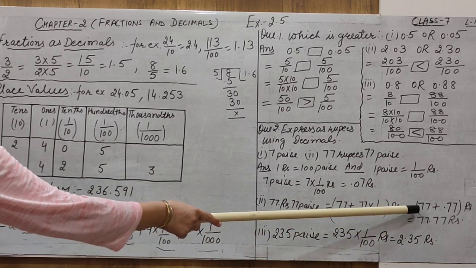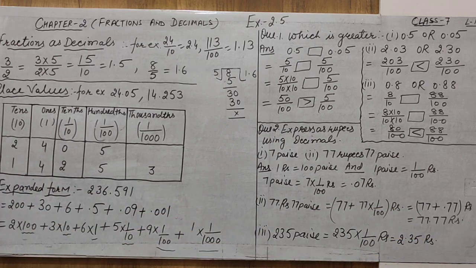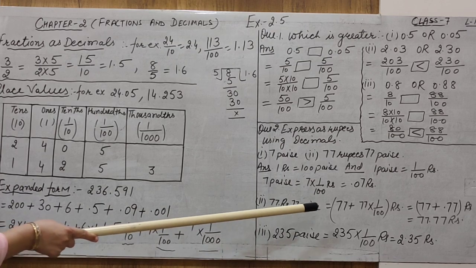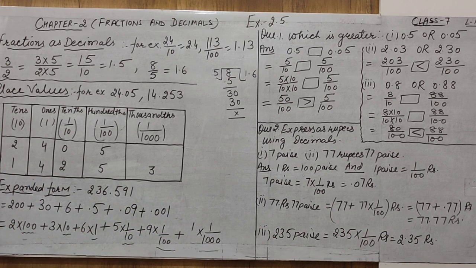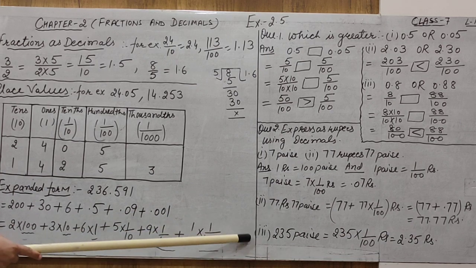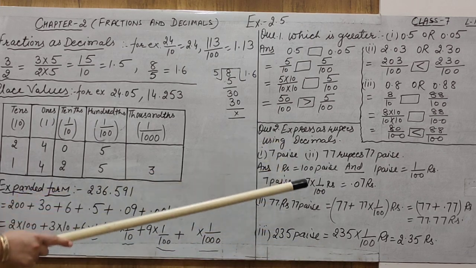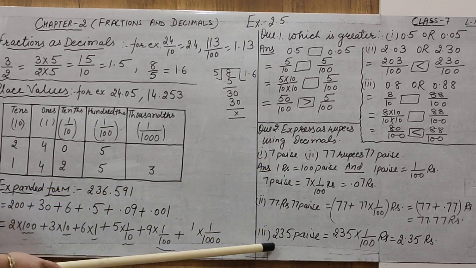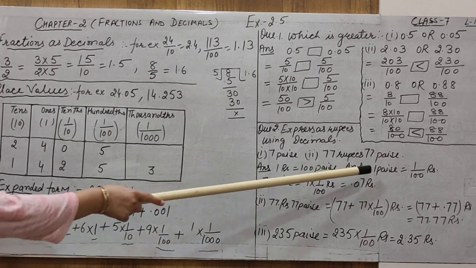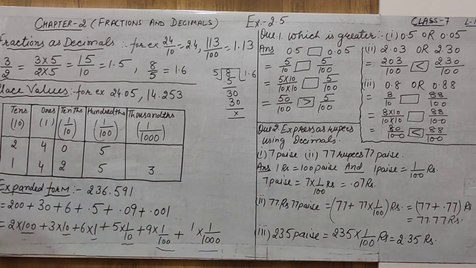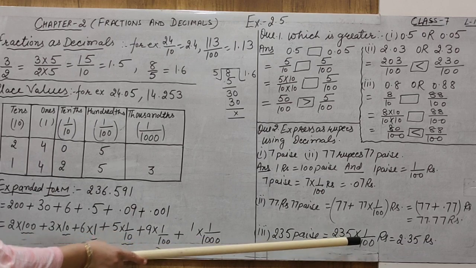When we add these two numbers, we get 77.77 rupees. So instead of writing 77 rupees 77 paisa, we can write 77.77 rupees. Next question. 235 paisa. Convert this also into rupees. How we can convert? As you know, you have to write in each question this relation. 1 paisa is equal to 1 upon 100 rupees. So 235 paisa is equal to 235 into 1 upon 100 rupees.